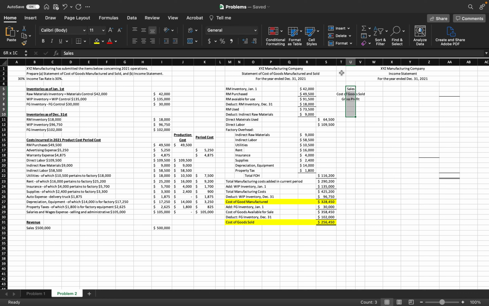Okay, let me go ahead and make sure all of these have the correct indent. Sorry about that. Gross profit. So for sales, we were told there were 500,000. Cost of goods sold, we just calculated. So then the gross profit will be sales minus cost of goods sold. Now we need to figure out what were the operating expenses.